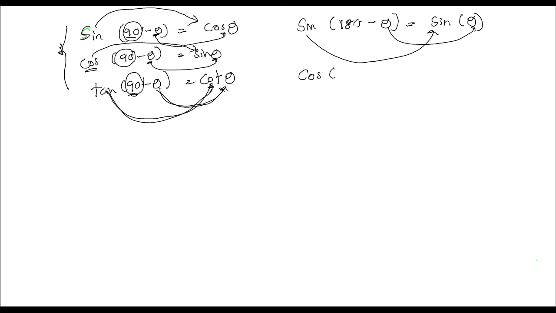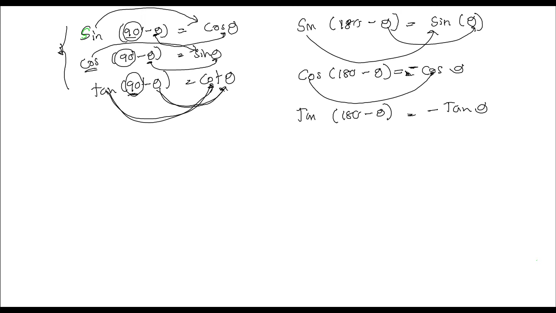Maybe I'll do the next rule as well. Cos 180 minus theta, cos becomes cos, theta is there but it is negative cos theta. I'll tell you why that happens. Then you have tan 180 minus theta becomes minus tan theta.